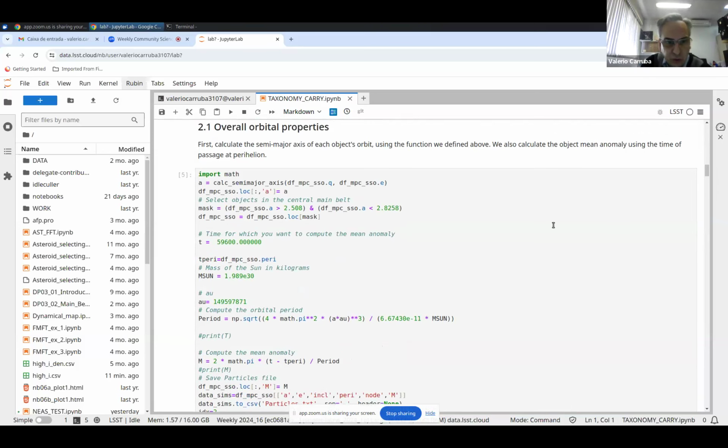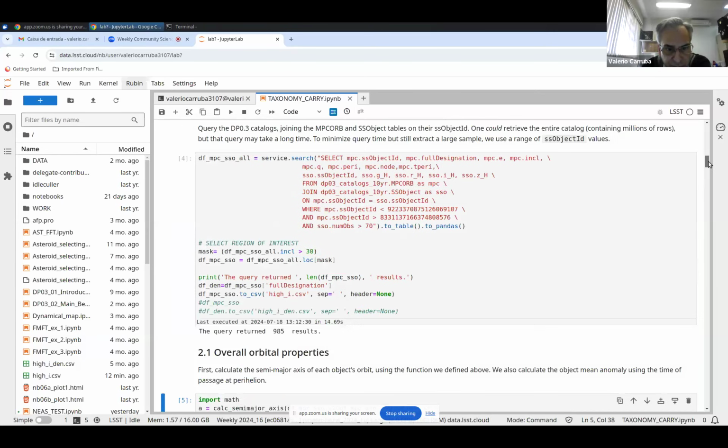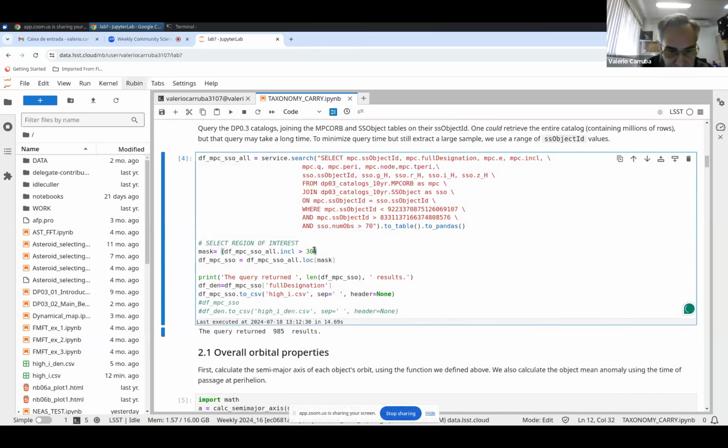Yes. So after you compute the semi-major axis, here you have a mask. We select the central main belt. So you have asteroids that are larger than 2.5, 2.8 astronomical units in a, and smaller than 2.8258, which is the limit for the 5:2 resonance. You can change these values as you like. Another thing that I did was to put inclination larger than 30 degrees here. These are the highly inclined asteroids, but you can actually select other values of inclinations. It's very easy to do once you know where you change the parameters.